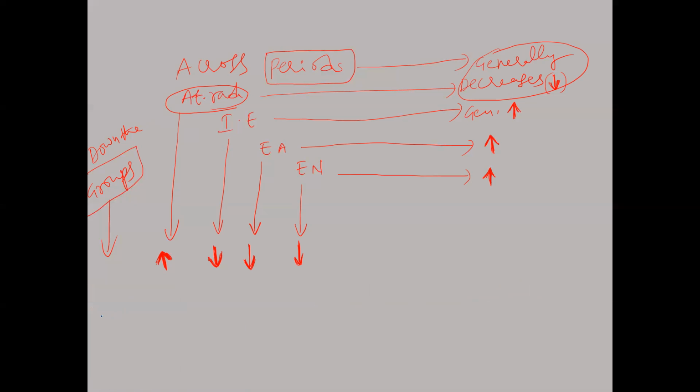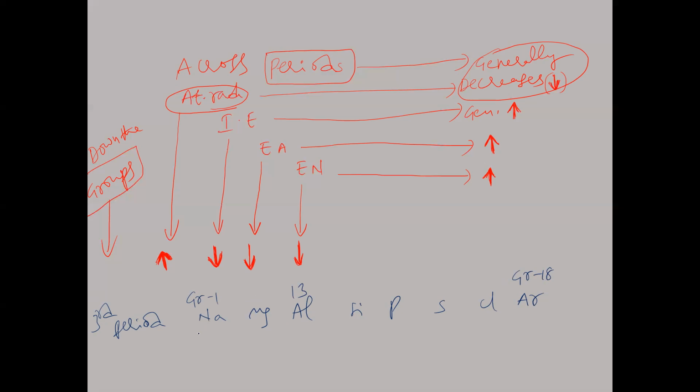Now suppose you take the third period elements. What are the elements here? Sodium, magnesium, aluminum, silicon, phosphorus, sulfur, chlorine, argon. Here, sodium is group 1, and argon is group 18. Group 13 is aluminum.